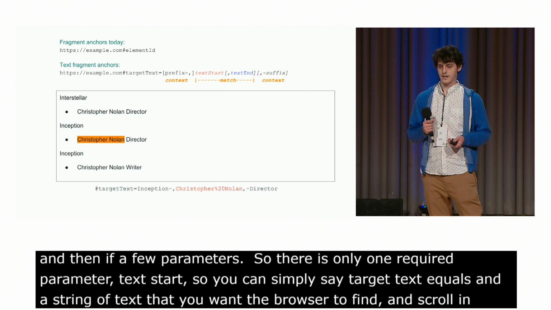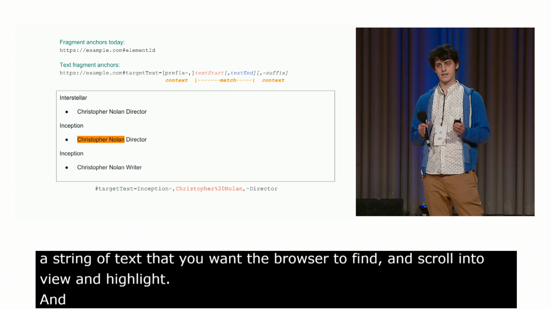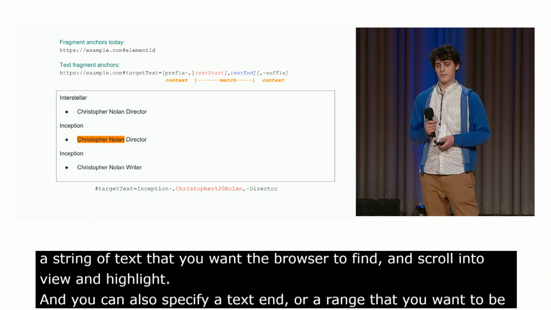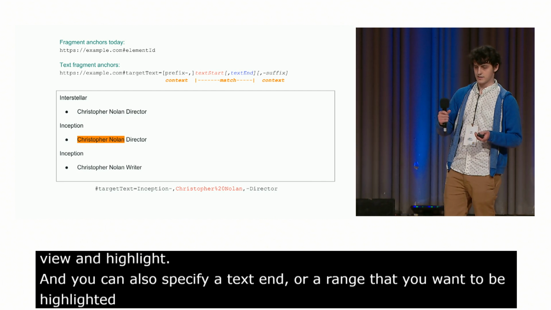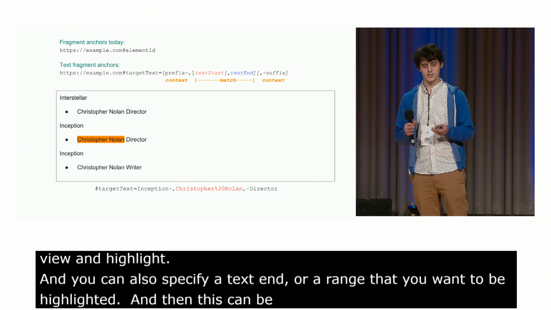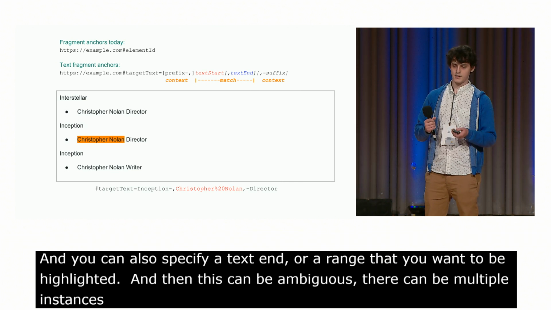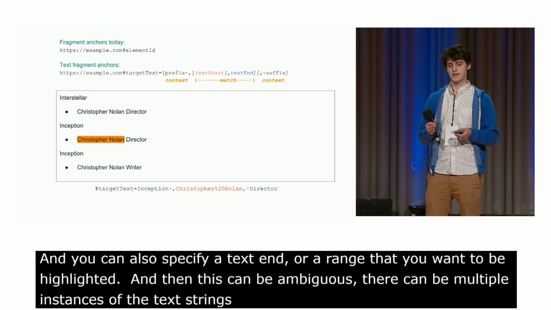But you can also specify a text end, so you can specify a text range that you want to be highlighted. And then, of course, this could be ambiguous, right? So there could be multiple instances of the text range that you're trying to specify. So we also propose these context terms where you could specify the prefix and suffix.